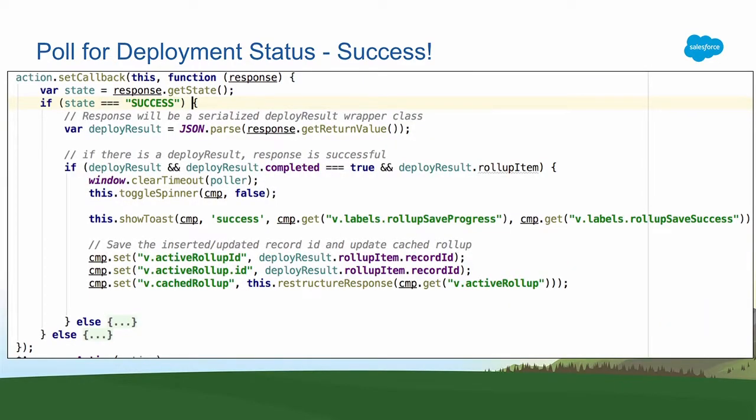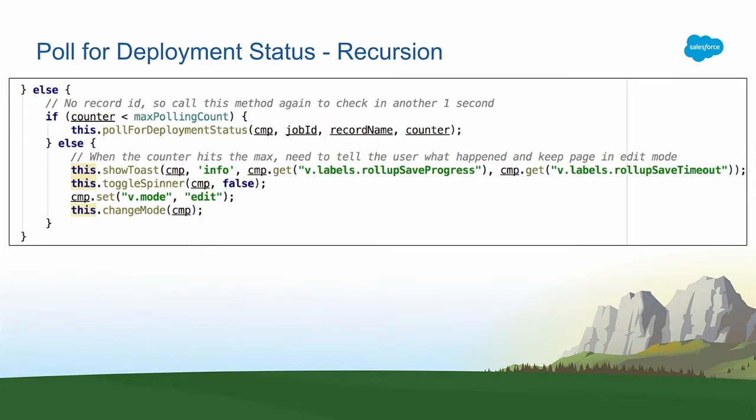Okay, so back on the front end, this is our success callback. We will check to see if the deployment was completed and if we have a match, which we will know by looking to see if the is completed flag is set to true and if we have a rollup item returned. So if it was, we will show a success toast and we'll refresh the data. Otherwise, we'll drop into this first else, where we will just continue to recursively call the same function, just a basic polling JavaScript setup function here.